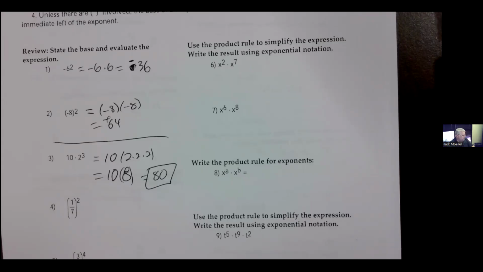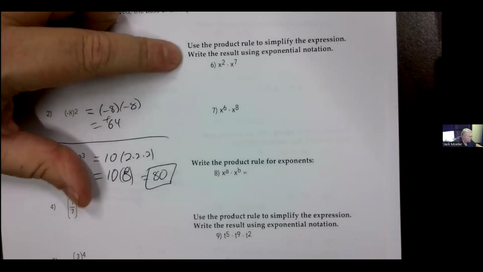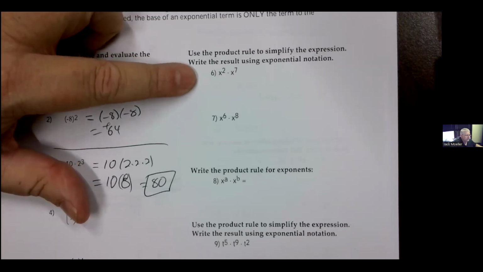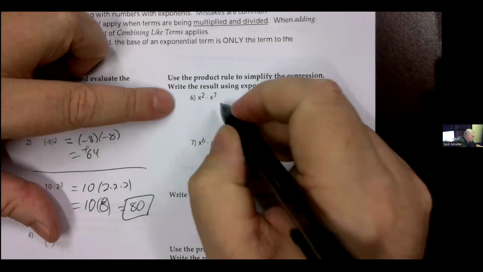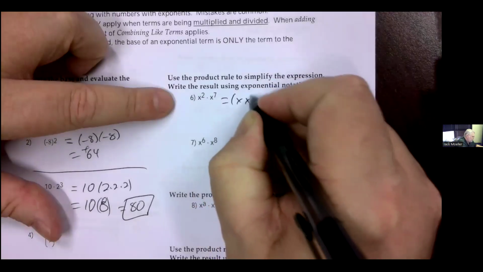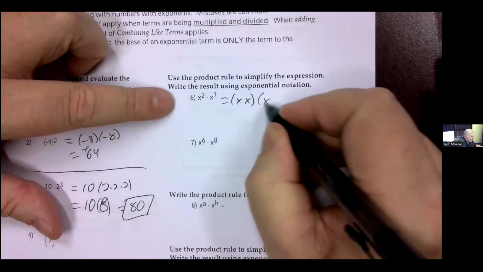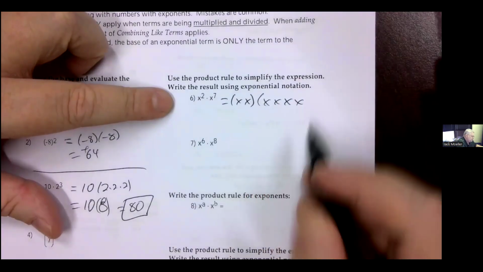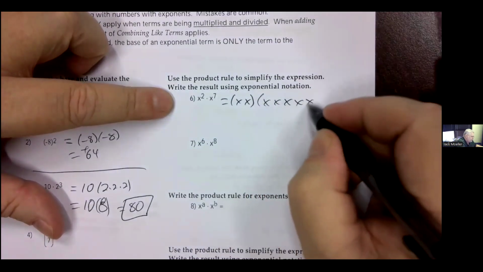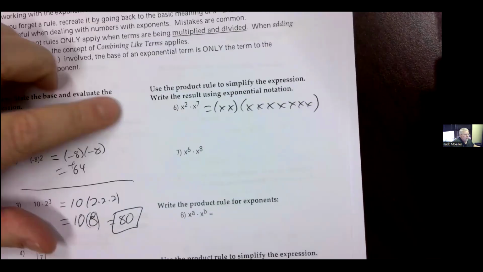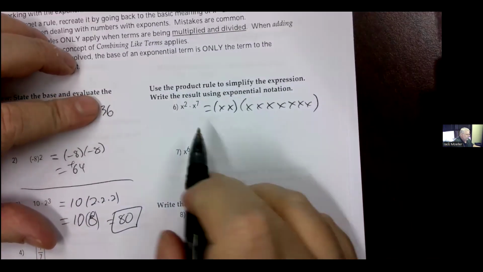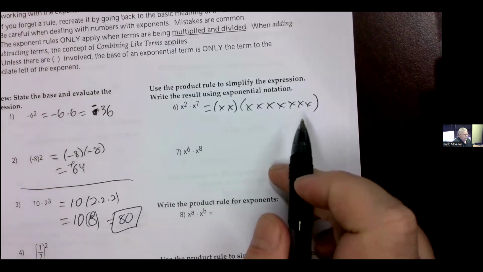And so what do I mean by that? Well, if we're going to simplify x squared times x to the 7th, well, what does x squared mean? It means x times x, and then x to the 7th means seven x's multiplied. All right, so we're multiplying a bunch of x's. So this is repeated multiplication.